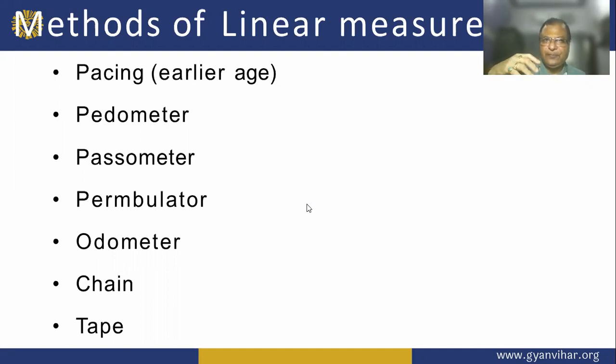First, pacing. Second, pedometer. Third, passometer. Fourth, perambulator. And fifth, odometer. And by chain and tape. These all are methods of linear measurement.